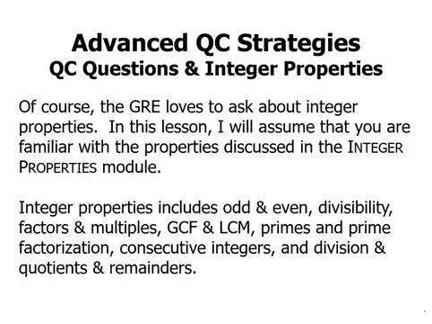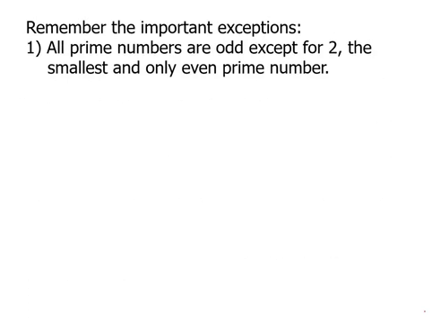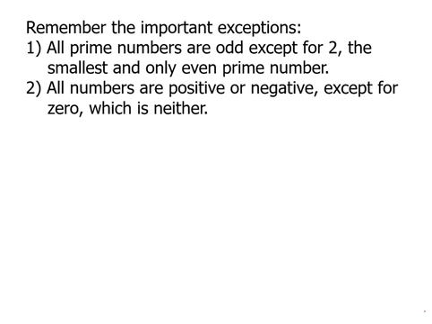Integer properties includes odds and evens, divisibility, factors, greatest common factor, least common multiple, primes and prime factorizations, consecutive integers, and division, and quotients and remainders. Remember the important exceptions. All prime numbers are odd except for 2. And 2 is the only even prime number. It's also the smallest prime number.